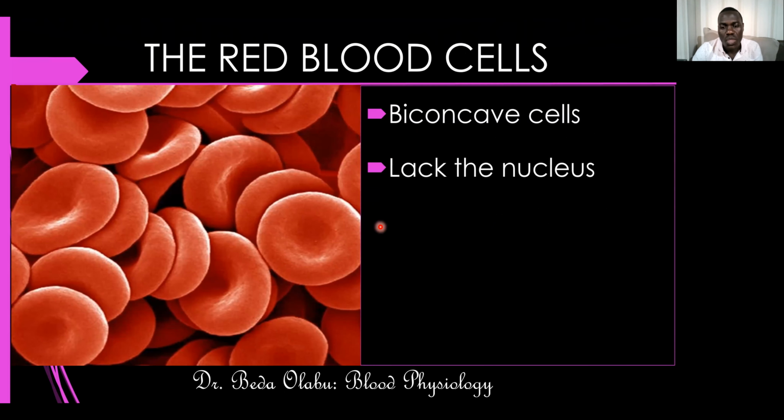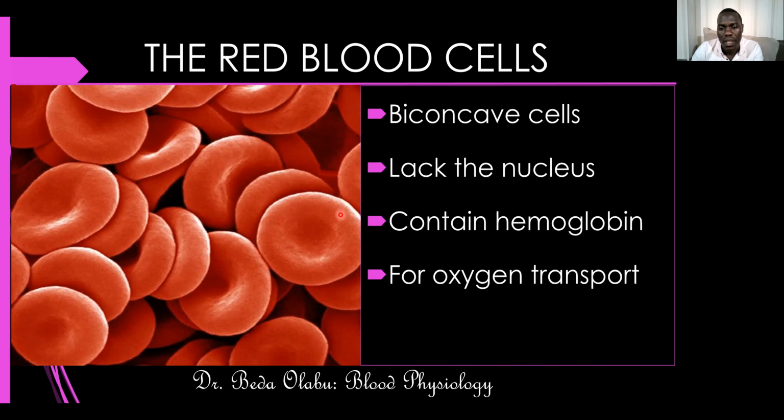Red blood cells do not have a nucleus. The reason why they don't have a nucleus is so that you create more space that can be occupied by hemoglobin. Hemoglobin being the structure that usually binds oxygen. And so therefore we say that red blood cells are responsible for transporting oxygen. That's their key function.